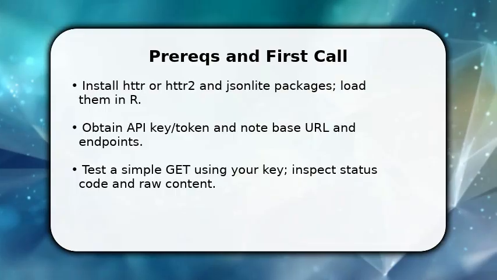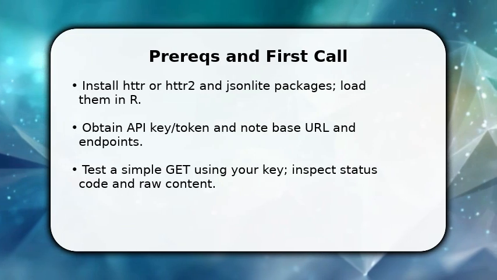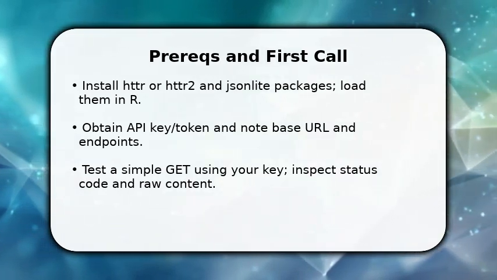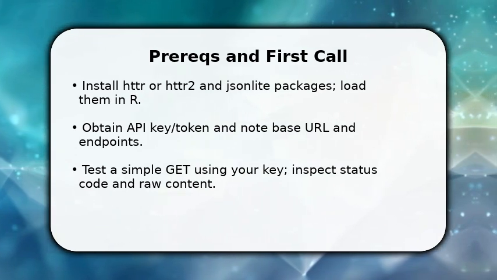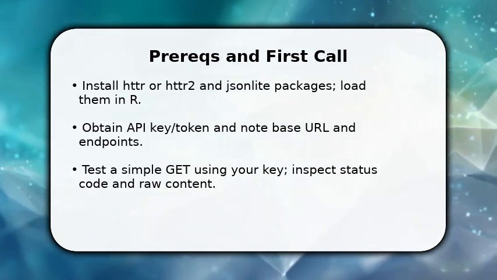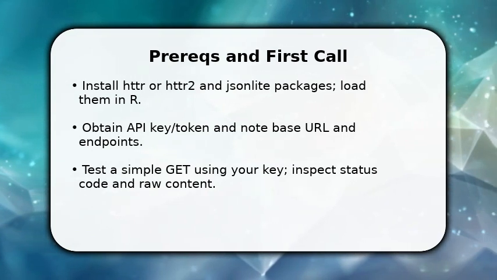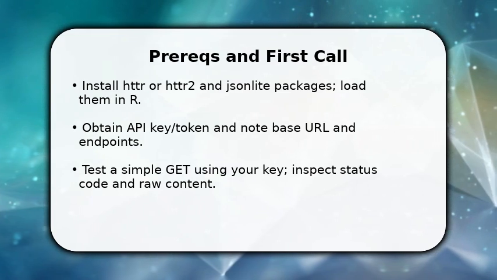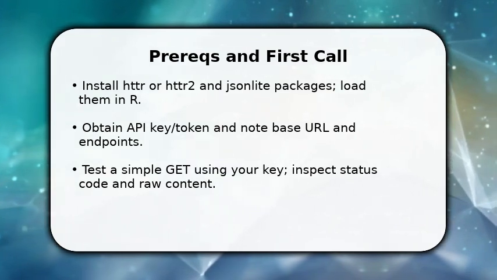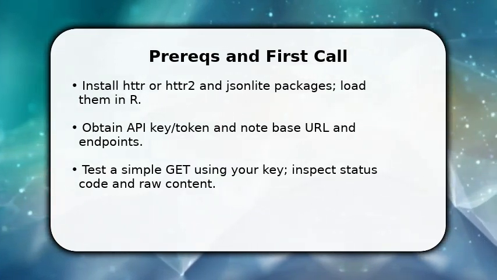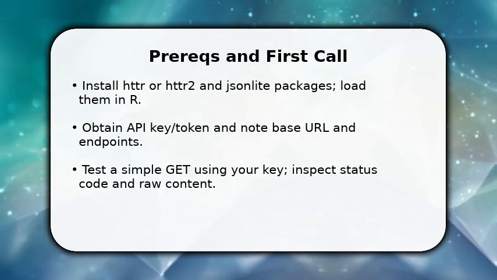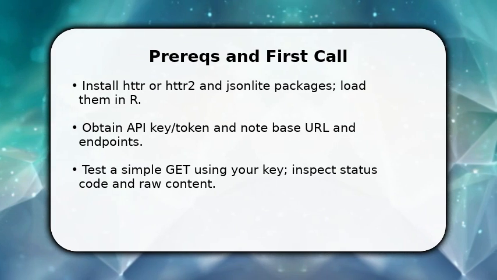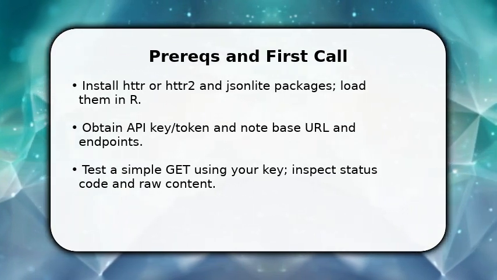You start by confirming prerequisites. Install and load httr or httr2 and jsonlite, and place your API key in an environment variable so it is not hard-coded. Once done, construct the base URL and a simple endpoint path. You then make your first GET with proper headers, including authorization. Check the HTTP status and print raw content to verify the response shape. This first live call tells you if authentication and basic networking are correct.